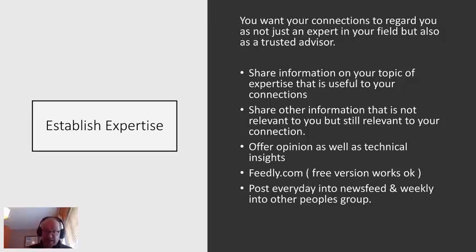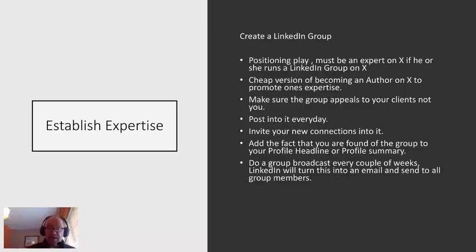So you really need to think long and hard about what kind of information would be of interest to the people you're targeting. And if you're sharing really expert information, then obviously you will benefit. You will be regarded as an expert because of that. Now, this expert status is really important. And here's another strategy that we use for it.